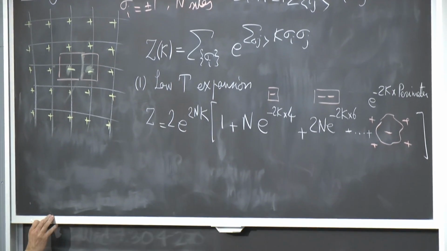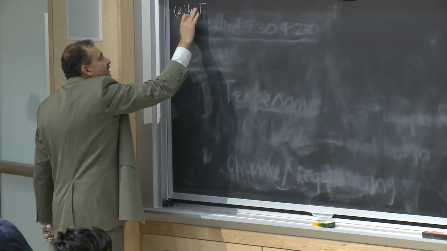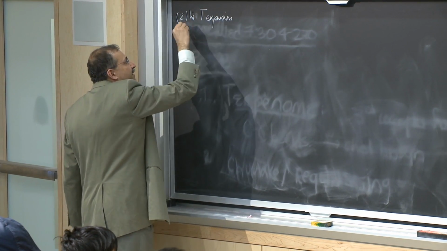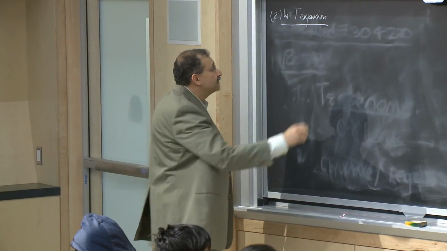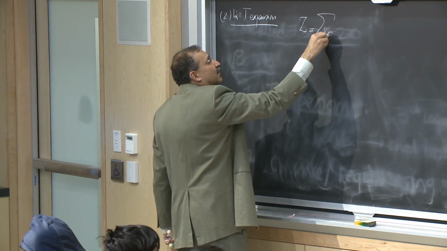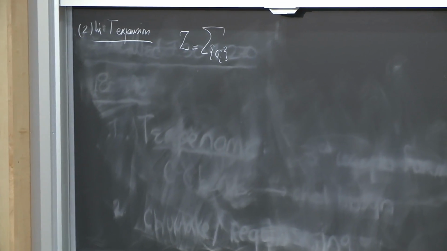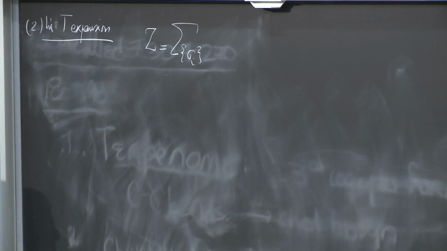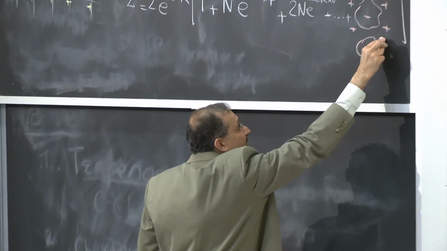We also said that I could do a high temperature expansion. And for this, we used a trick. We said I can write the partition function as a sum over all these 2 to the n configurations. Yes? Is there a reason we don't have separate islands in the...? Oh, we do. We do. So in general, in this picture, I could have multiple islands.